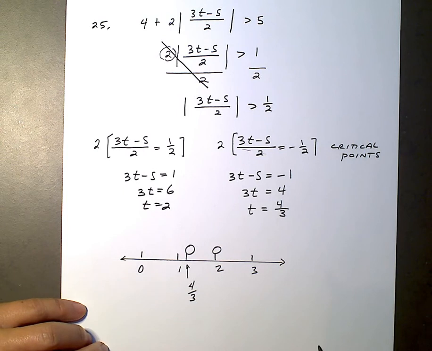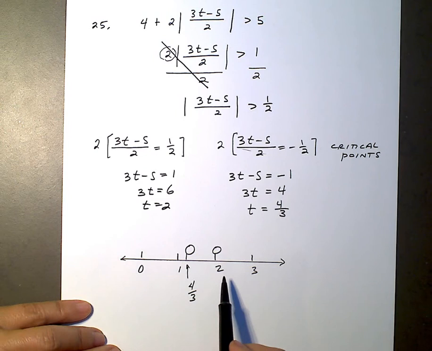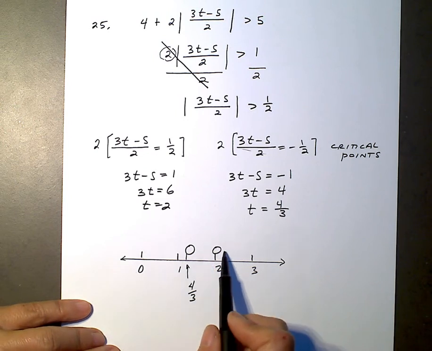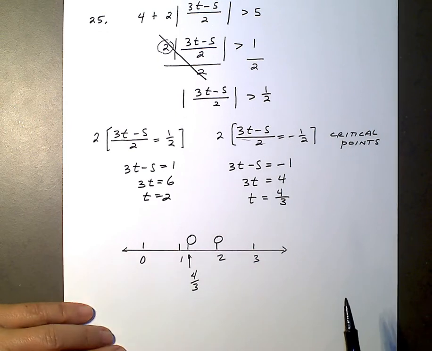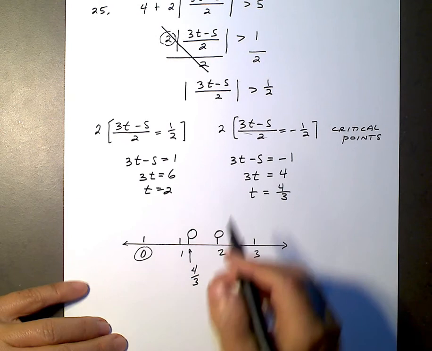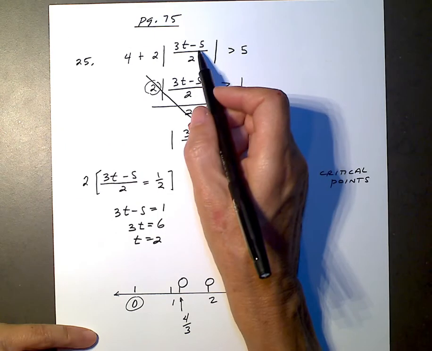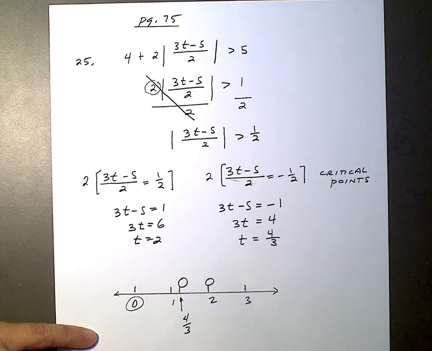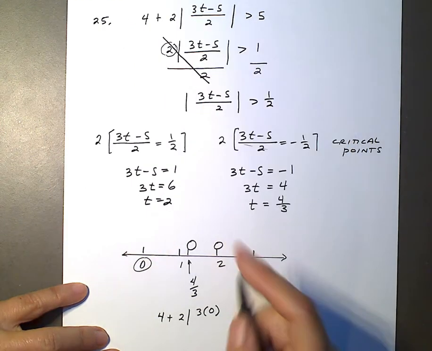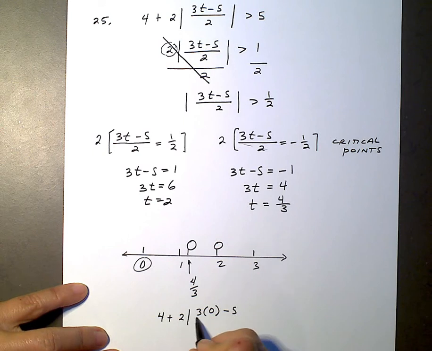Okay, so I now divide the number line into 3 intervals: to the left of 4/3, between 4/3 and 2, and to the right of 2, not including either of those points. So I'm going to test 0, because that's an easy one, and put it into my original inequality. So let's do that. 4 plus 2 times 3, and I'll put in a 0 for t. So I'm putting a 0 in for this t. Minus 5 over 2. How does that compare to 5?